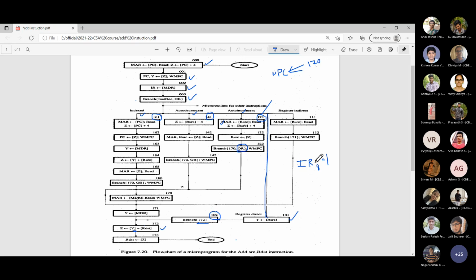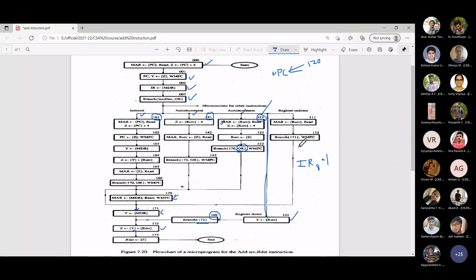Fine. IR 8. So, if it is indirect, you need one more memory access. That is what is written in 170. If it is direct, you don't need that second memory access. You can directly come to MDR out. If it is direct, you should come here. If it is indirect, you should come to 170.